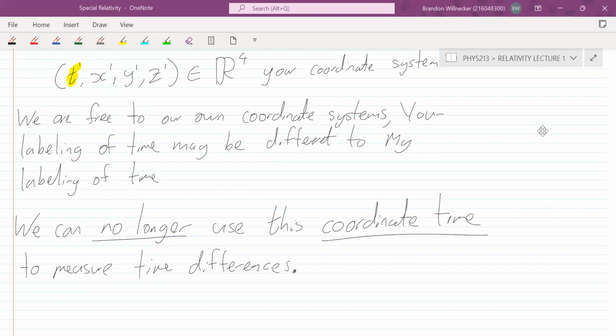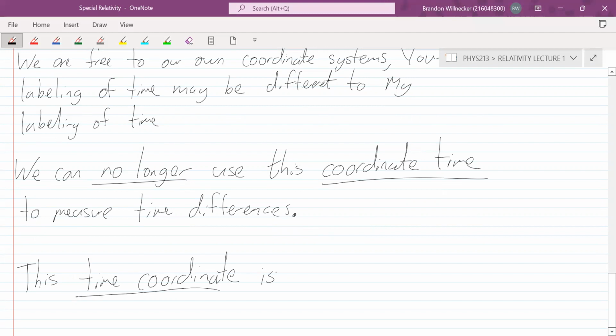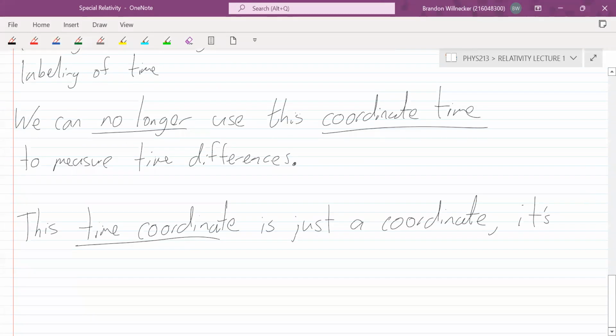So how do we fix this problem over here? Well, the way that we do this is we forget about this time coordinate having any relation to the time that we experience. So this time coordinate is just a coordinate. It's not the time that we experience.